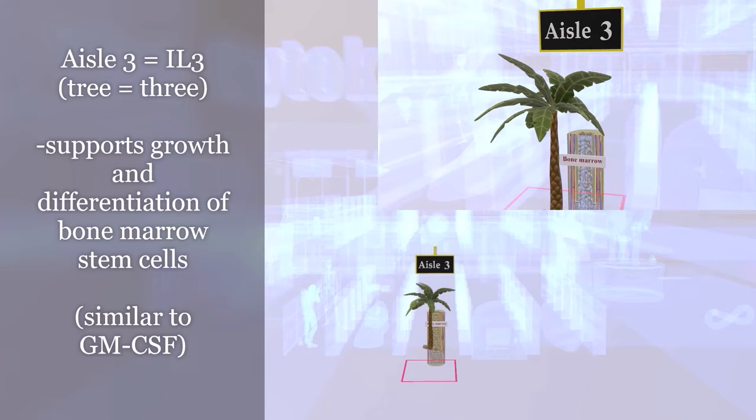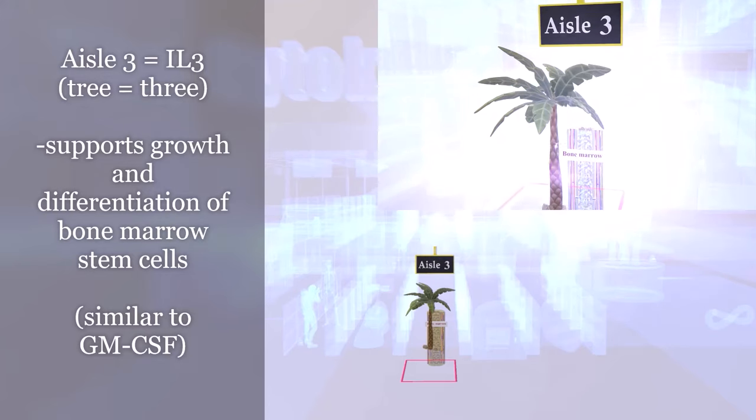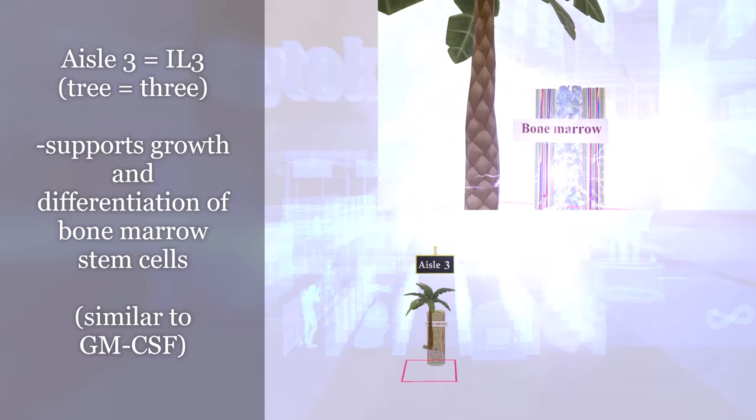In aisle 3, I found this tree. Tree for 3. And through some sort of force coming out of the tree, it was promoting growth of this random bone marrow model over here.